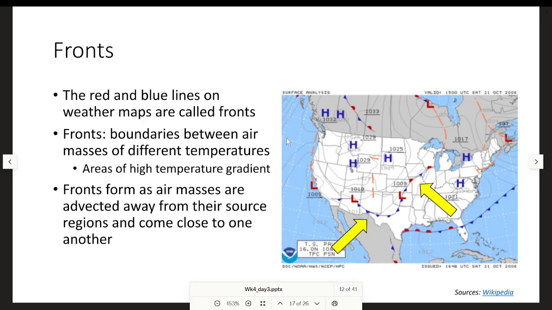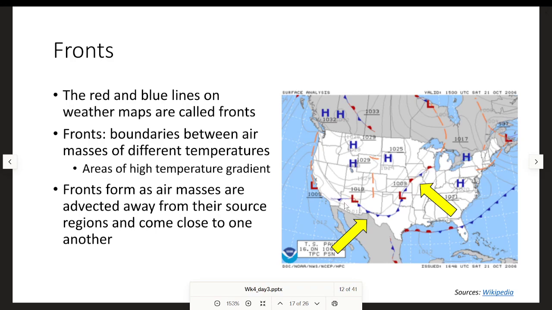So the red and blue lines on the weather maps are called fronts, and I kind of talked about this for a minute. So fronts are boundaries between air masses of different temperatures. Where the line of the cold front is drawn, this blue line here with the triangles, this is the edge of the air mass. This isn't the center of the air mass, this is the edge of it. And that's where the important weather happens, on the edge of air masses.